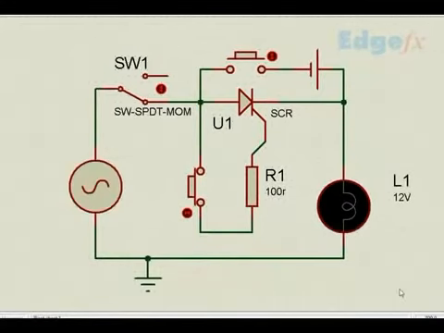Hi. Now let's see the same thing when we use it in AC. We have an AC supply here. Same arrangement. We have a lamp, of course, and we have a 100 ohm resistor here. Let this be the off condition. Okay, the same situation. Now let's see how it works in AC.